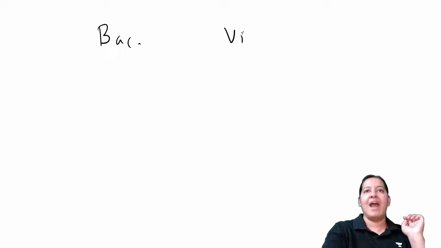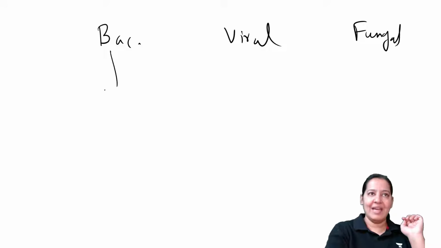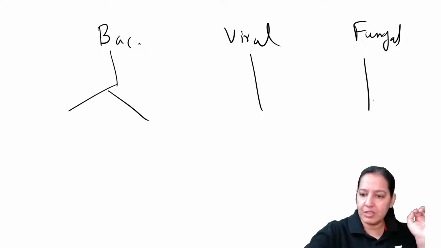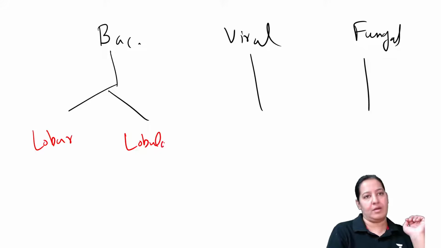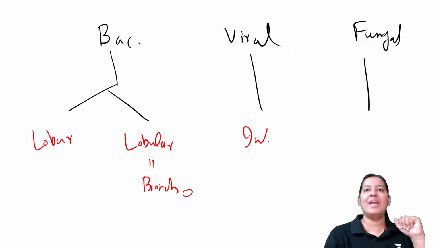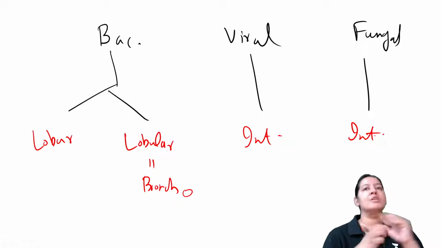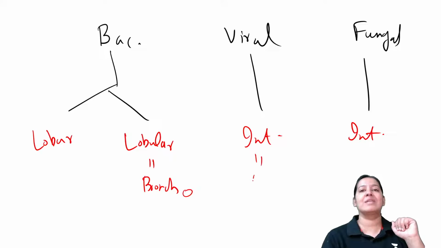So, bacterial pneumonia, viral pneumonia, fungal pneumonia. What have I taught you? Bacteria can cause two things: lobar pneumonia as well as lobular or bronchopneumonia. I will teach you both under bacterial pneumonia. Viral and fungal can cause only interstitial pneumonia. They cannot cause lobar, they cannot cause lobular. Viral and fungal can cause atypical pneumonias.